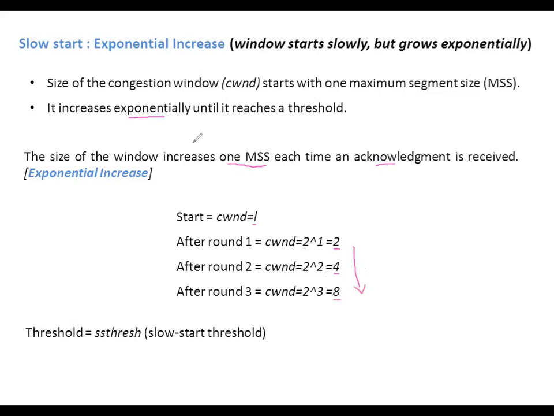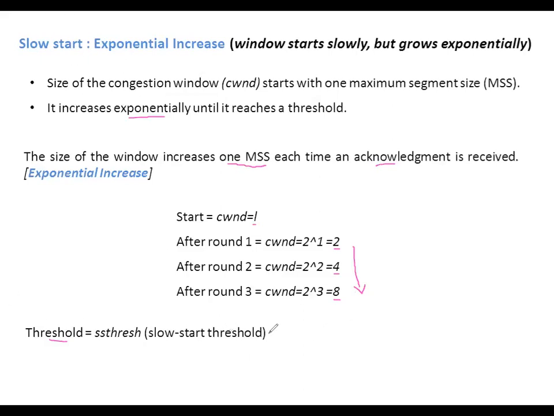Now we cannot let this exponential increase go indefinitely, because this way the number of packets in the network is getting increased. So there has to be some point wherein the sender should be stopping this exponential increase. So that is the threshold. So this exponential increase will continue until a threshold is reached. After that, another algorithm will start, that is congestion avoidance.